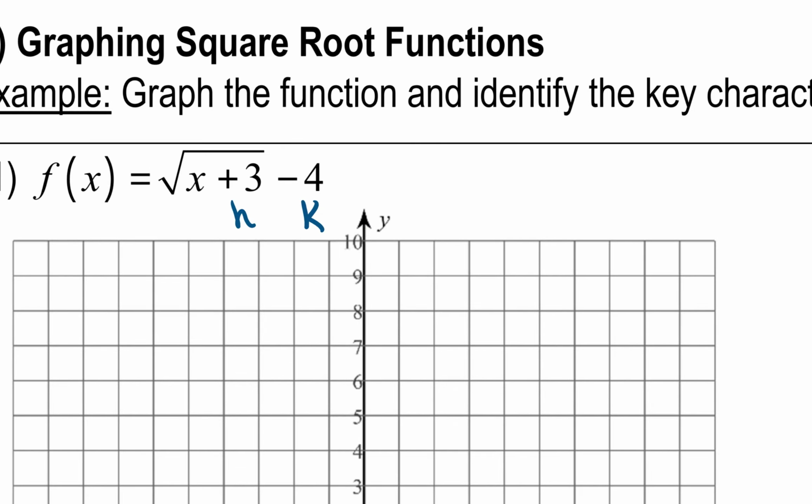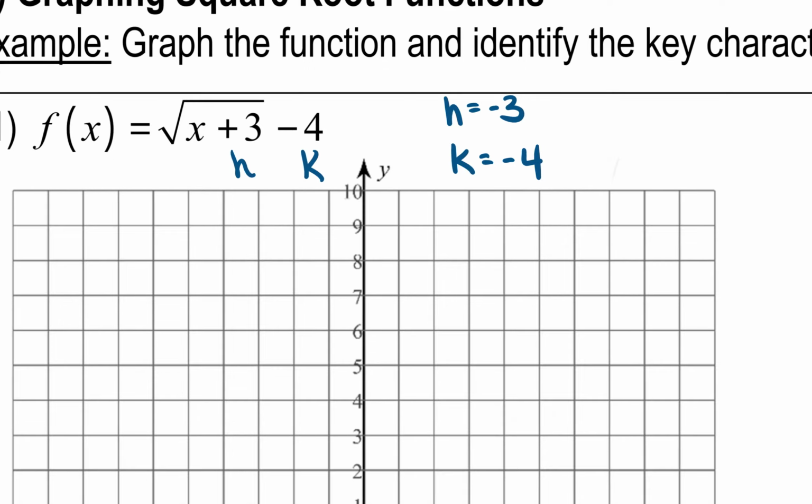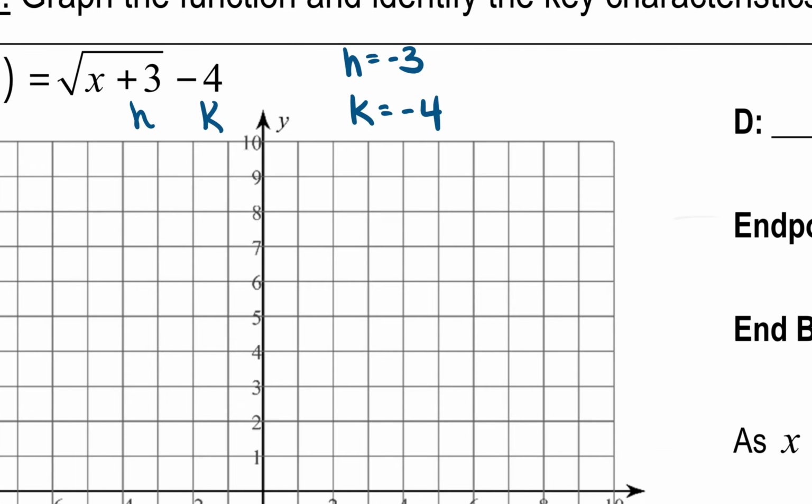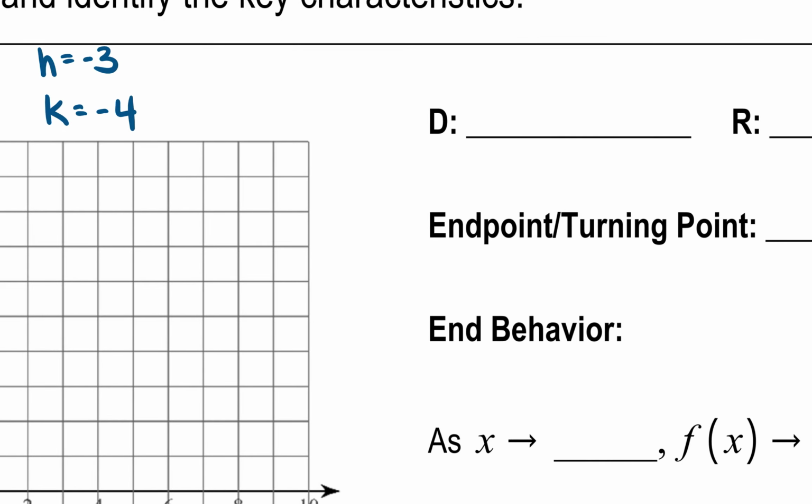And then like always, my h always flips signs. So if you want to write h is negative 3, k is negative 4. So if you need to write it out, that's fine. Do that. If not, just remember you always flip h. That still applies. Okay. So before I graph anything, let's fill out all this information. So for domain, remember that's going to be h or x, sorry. X is greater than or equal to h. So for this one, I have x is greater than or equal to, well, h is negative 3. So I'm going to write negative 3, and that's it.